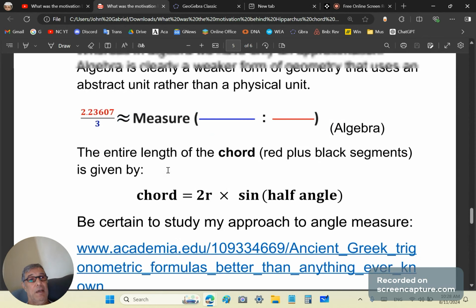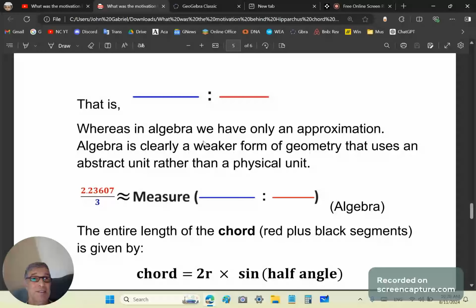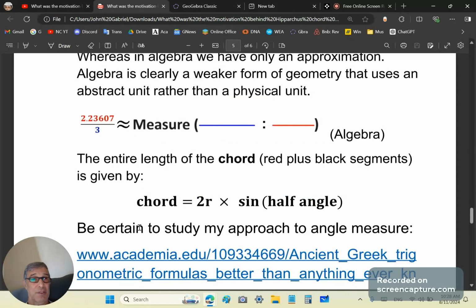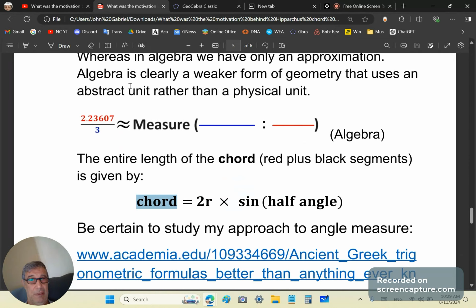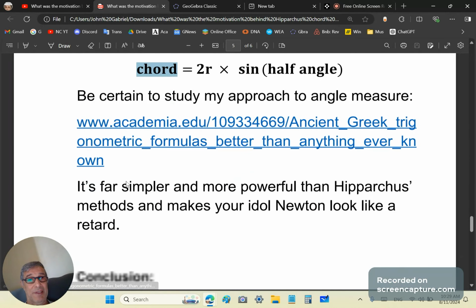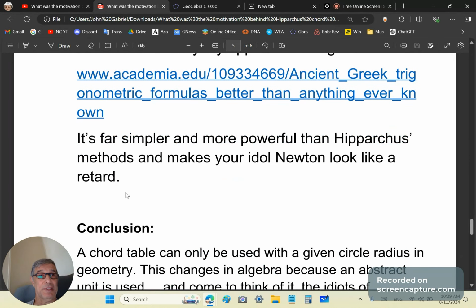So, and ultimately, how does this relate to the sine function? Well, the chord is equal to 2 times the radius multiplied by the sine of the half angle. So you would take this red line over this blue line and multiply it by 2 times the radius to get the length of this entire chord. And that is basically, in a nutshell, in a very powerful explanation, what Hipparchus's methods were about.